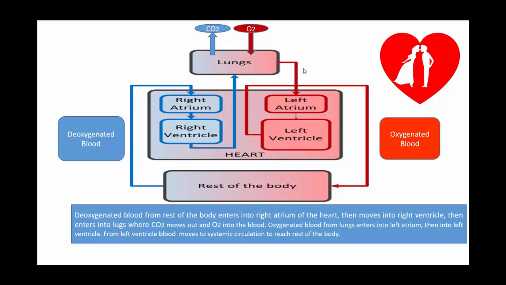So what is our redundancy principle? In redundancy principle, I am describing that deoxygenated blood from the rest of the body enters into the right atrium of the heart, then moves into the right ventricle, then enters into the lungs where carbon dioxide moves out and oxygen into the blood. Oxygenated blood from the lungs enters into the left atrium, then into the left ventricle. From the left ventricle blood moves into systemic circulation to reach the rest of the body. So this on-screen text is redundancy. We can exclude this text to reduce extraneous cognitive load.